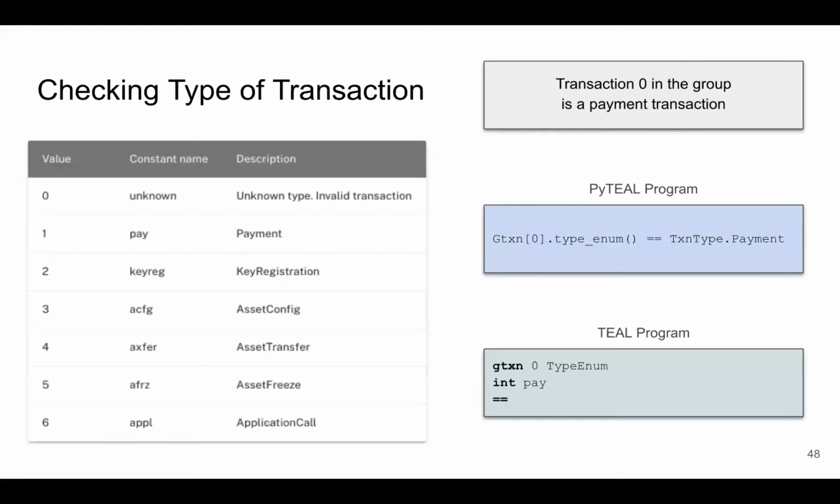So let's see some examples in more detail. One thing you will want to check in the specific case of Alice sending money as a donator to a project is that the transaction she's sending is a payment, because if she's actually doing an application call or something like this, too bad, you want a payment. In PyTEAL it would look like this: GTXN 0, the first transaction, type is equal to payment. And in TEAL, it looks like this. You push on the top of the stack the type of the first transaction, and then you push the number that corresponds to payment, and you check if they are equal.